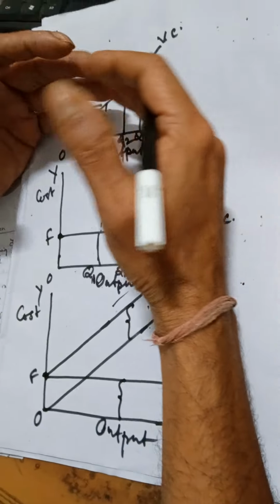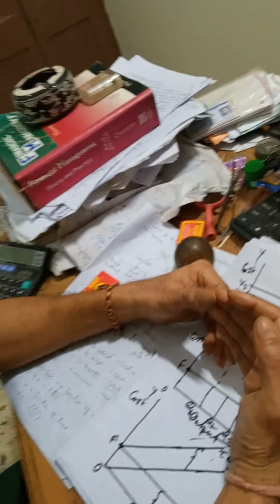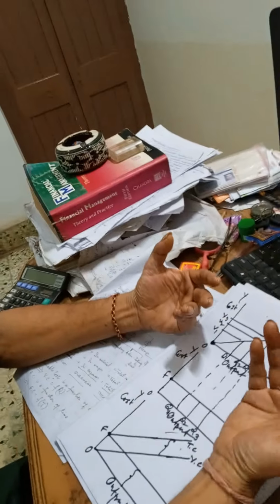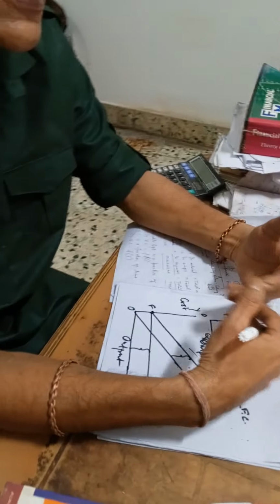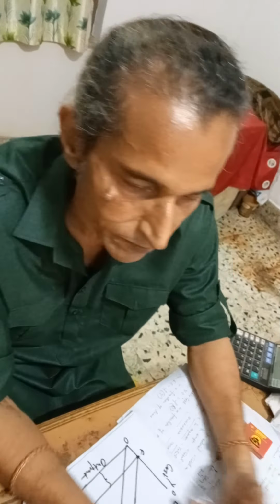So in a nutshell, this is all about classification of costs between prime cost, overhead cost, and again overhead cost into different categories according to functionality, variability, and element wise.